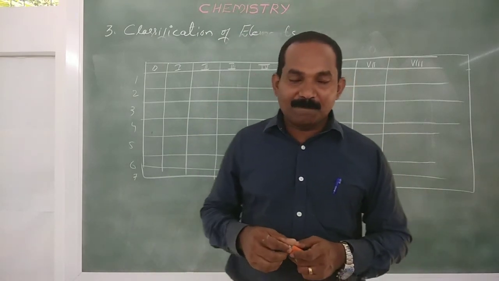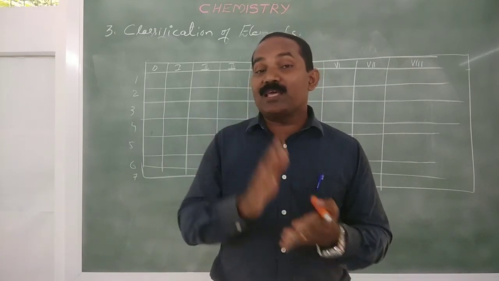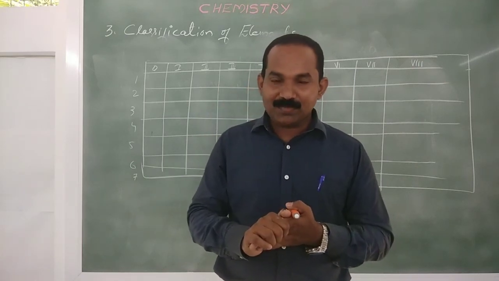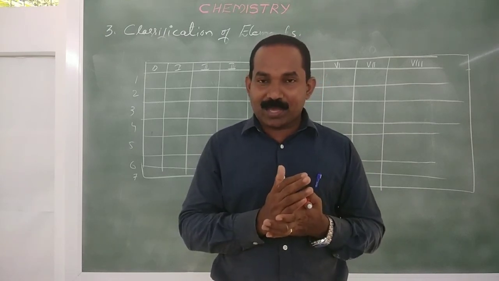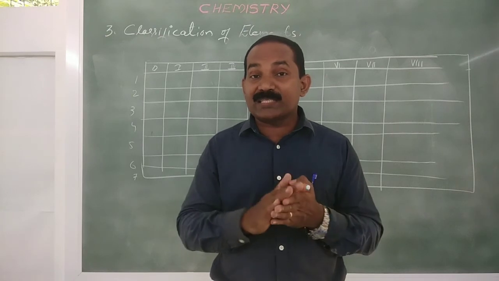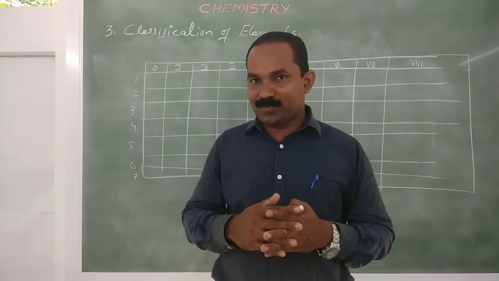Then another drawback is that he placed elements with dissimilar properties in the same group. For example, copper, silver, gold. The properties are dissimilar, but he placed these elements in the same group.